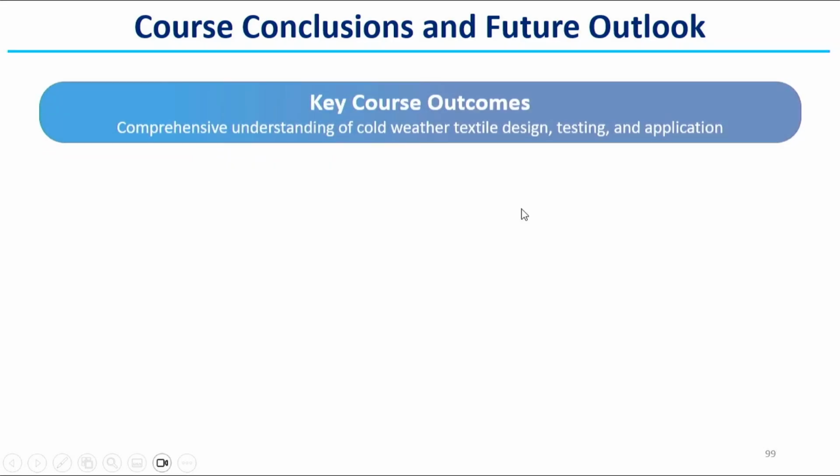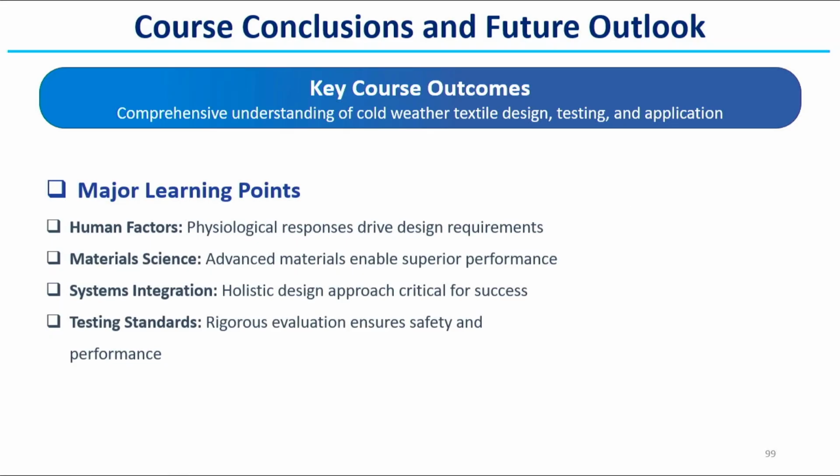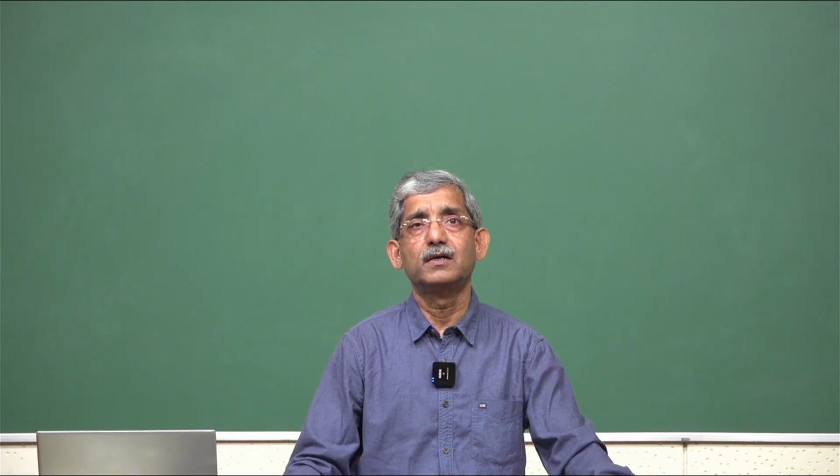Now, the conclusion we can draw from this module is a comprehensive understanding of cold weather textile design, testing, and applications that we have tried to understand and measure. The learning points are human factors, where we learned the physiological response driven design requirements, and material science, where we tried to understand the different types of materials required for extreme protective clothing. Advanced materials enable superior performance, systems integration with a holistic design approach is critical for success, and different testing standards with rigorous evaluation ensure safety and performance. So, all these major points we have tried to learn in this module.